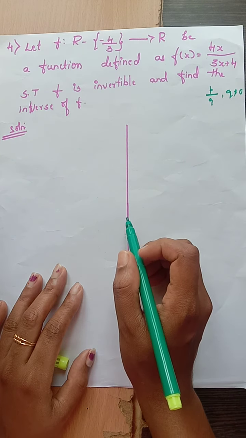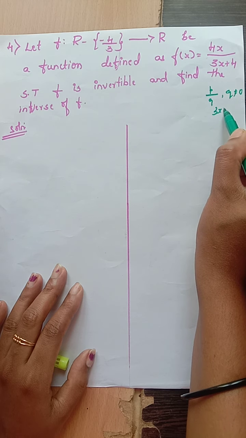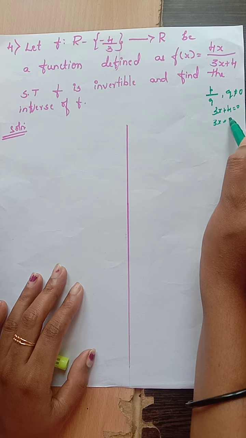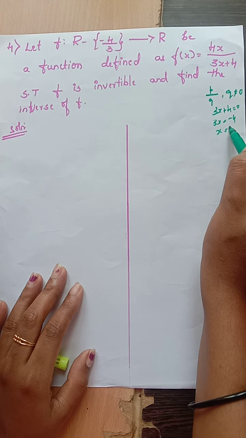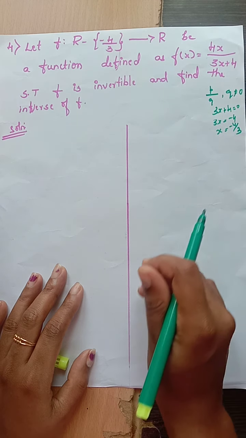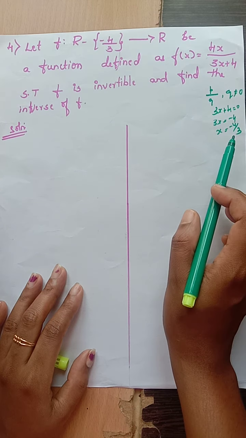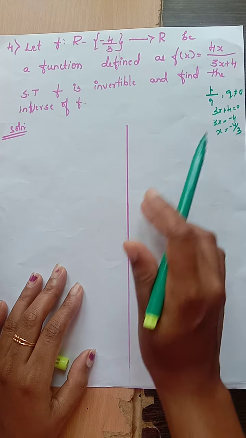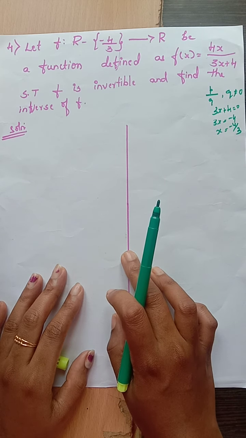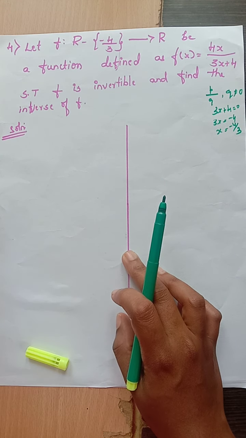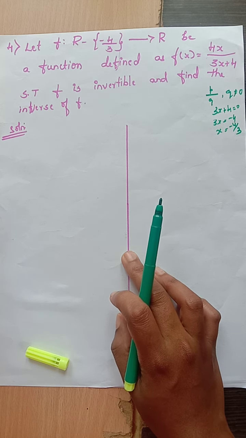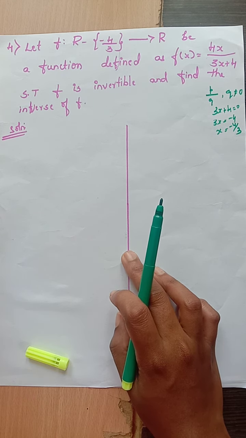So we have to check at what point the denominator becomes 0. 3x = -4, so x = -4/3. Correct? If x is -4/3, then the denominator becomes 0, and if the denominator is 0, then that rational number is not defined. It is an undefined form. So to be a rational number, the denominator should not be 0.